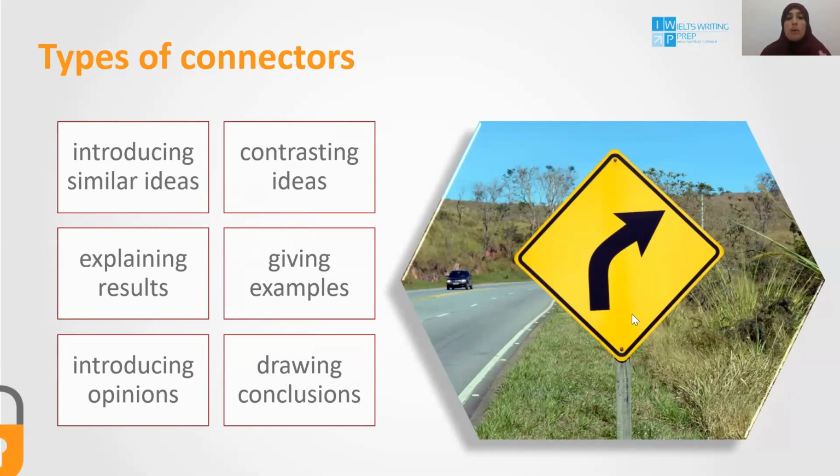Okay, so these are linkers like firstly, secondly, in addition, moreover, finally. Okay, you get it. And then we also have linking words for contrast, and these are linking words for but and however. We've got explaining results, giving examples, introducing your opinion, and then drawing conclusions like to conclude, to sum up, in conclusion. Now, there's so many different types of linkers. These are just the main ones that we use.